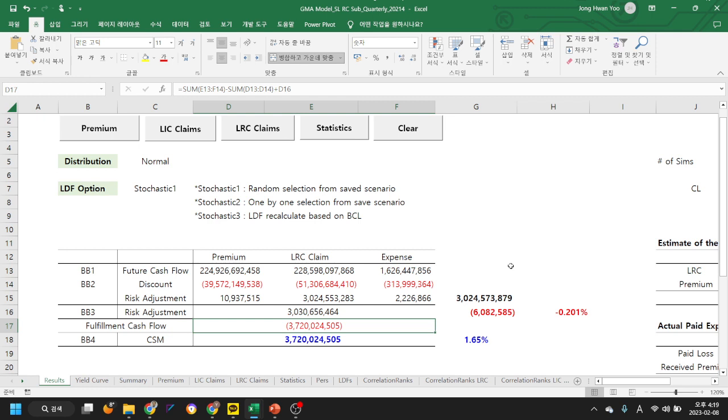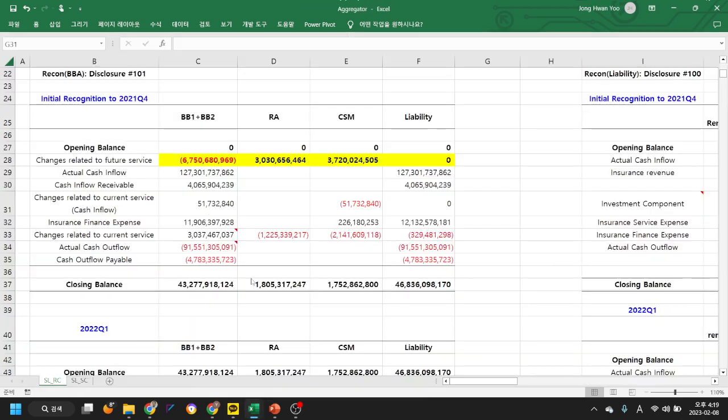But it is on the condition that I'm satisfied with this onerous test on the initial recognition. And I'm going to finalize this set of contracts that I run the stochastic against, and I finally conclude that I'm happy about the onerous test results, and this is one non-onerous group of contracts that I'm going to measure subsequently. If I go to the aggregator, that's what it says.